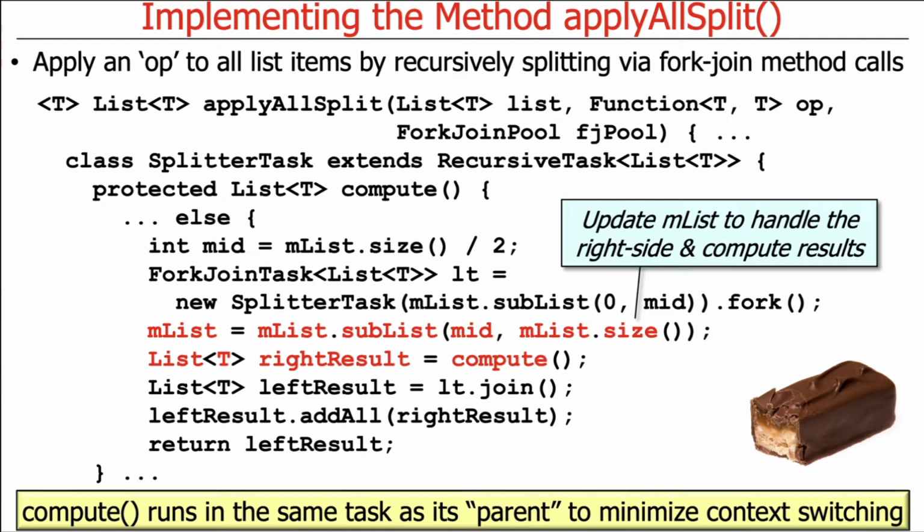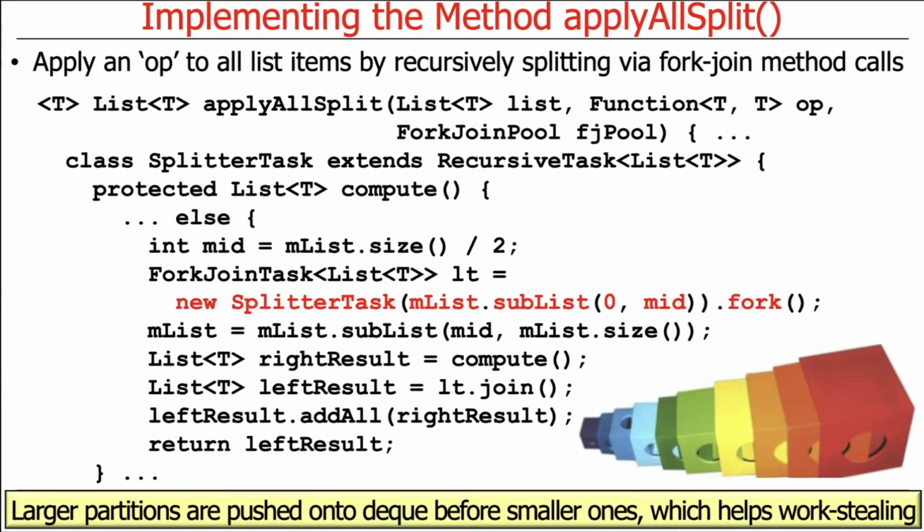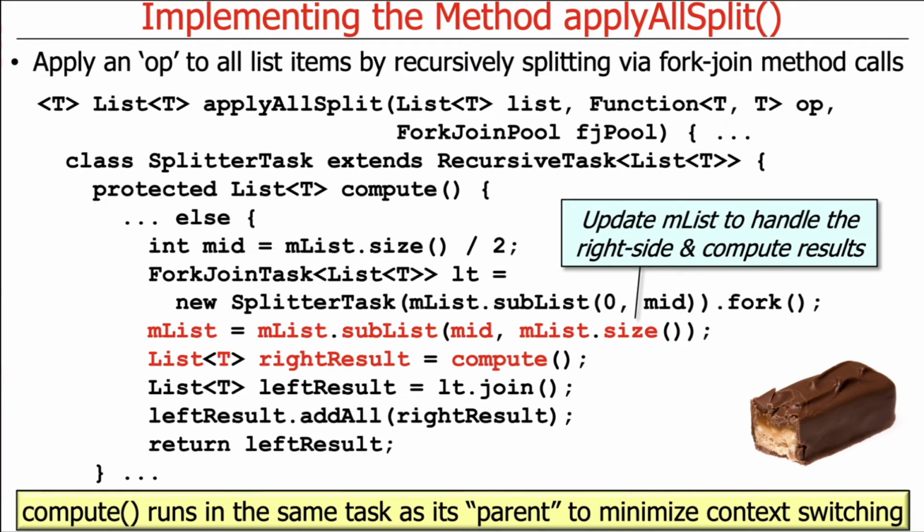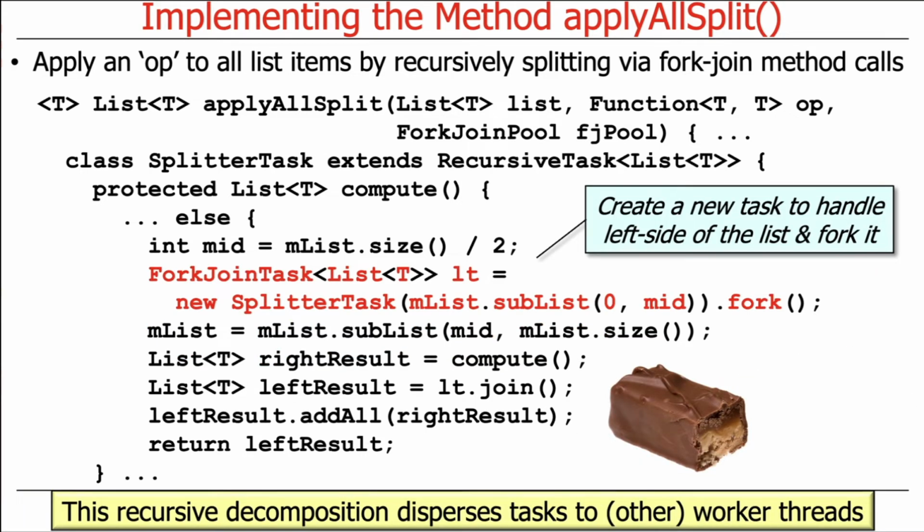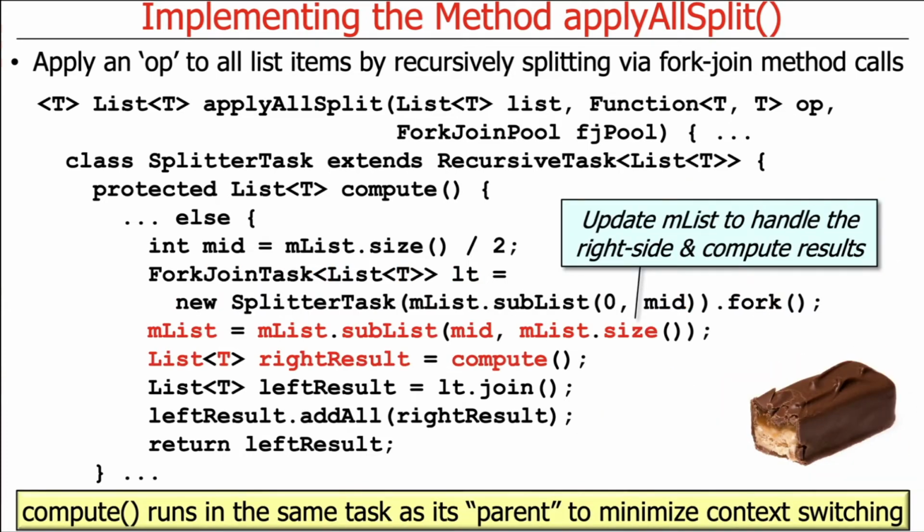So we take the right half. Up here, we did the left half of the list and made that a new thing. We call that LT for left task. And then we go ahead and update the current mlist with the right half of the list. So again, keep the candy bar metaphor in mind. Here's the left-hand part of the candy bar, and here's the right-hand part of the candy bar.